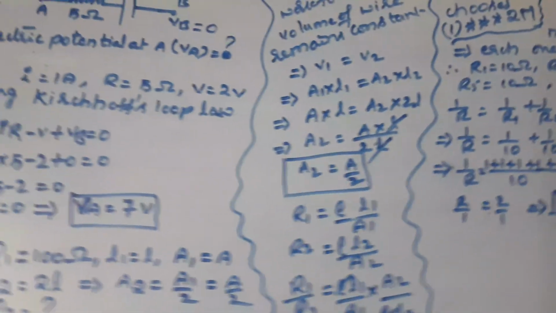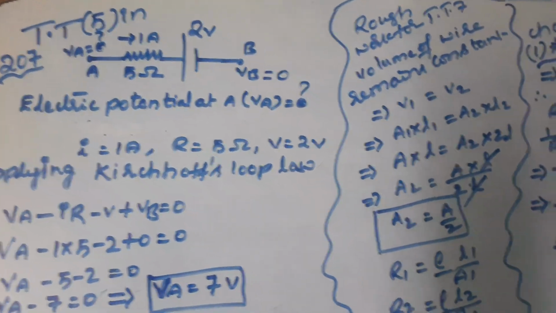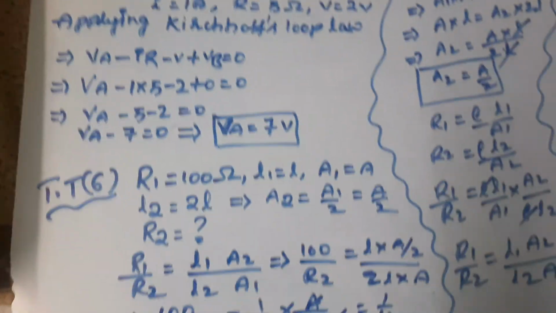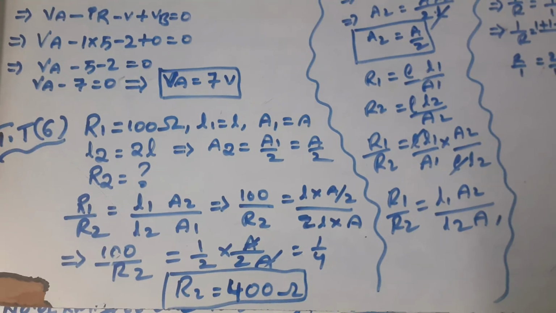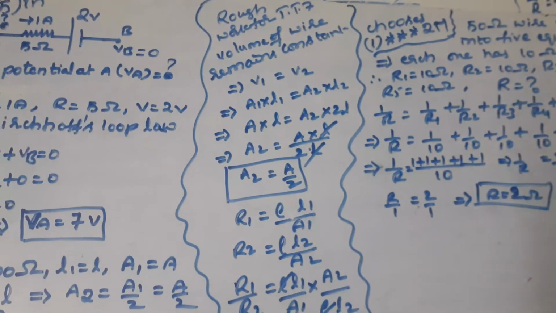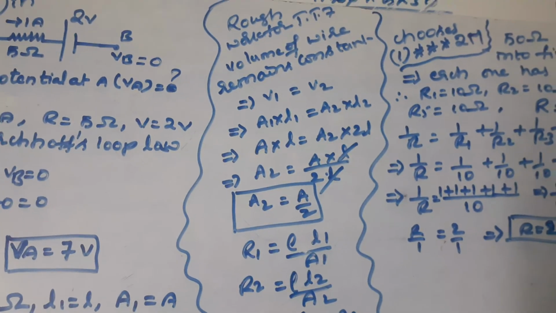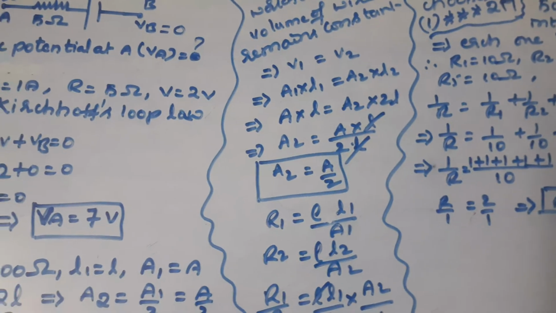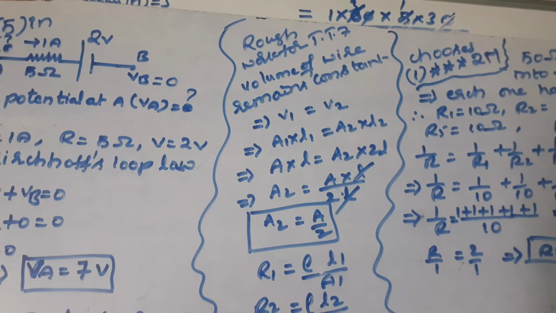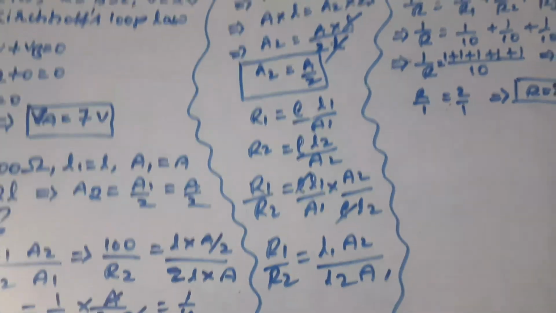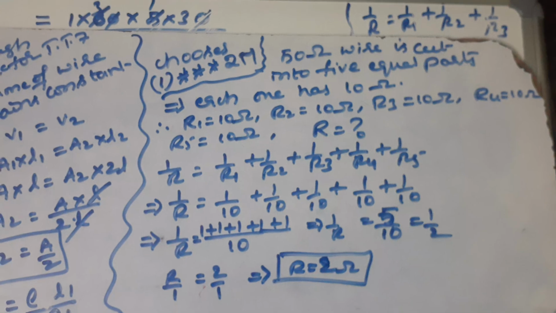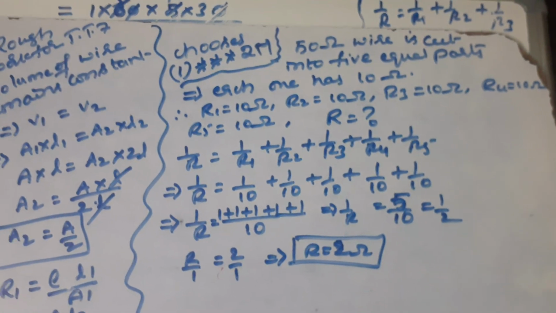Once again, see this clearly from try this problem number 5 and try this problem number 6, and this is the rough work for try this problem number 7, students. This is the rough work for try this problem number 6, and this is multiple choice question 2. That's all, students.